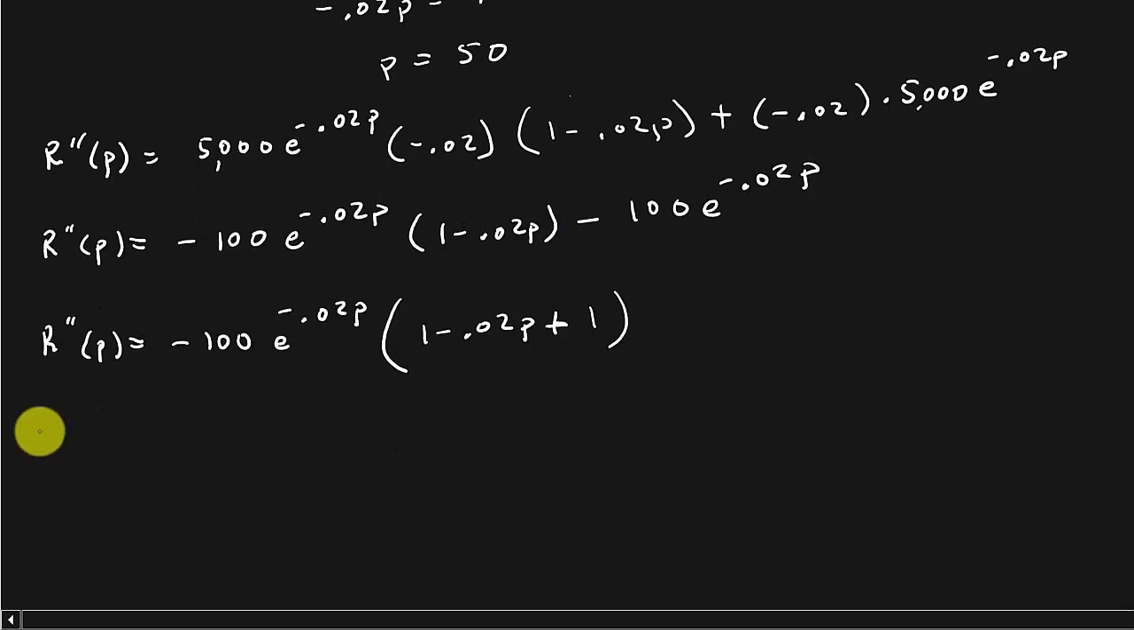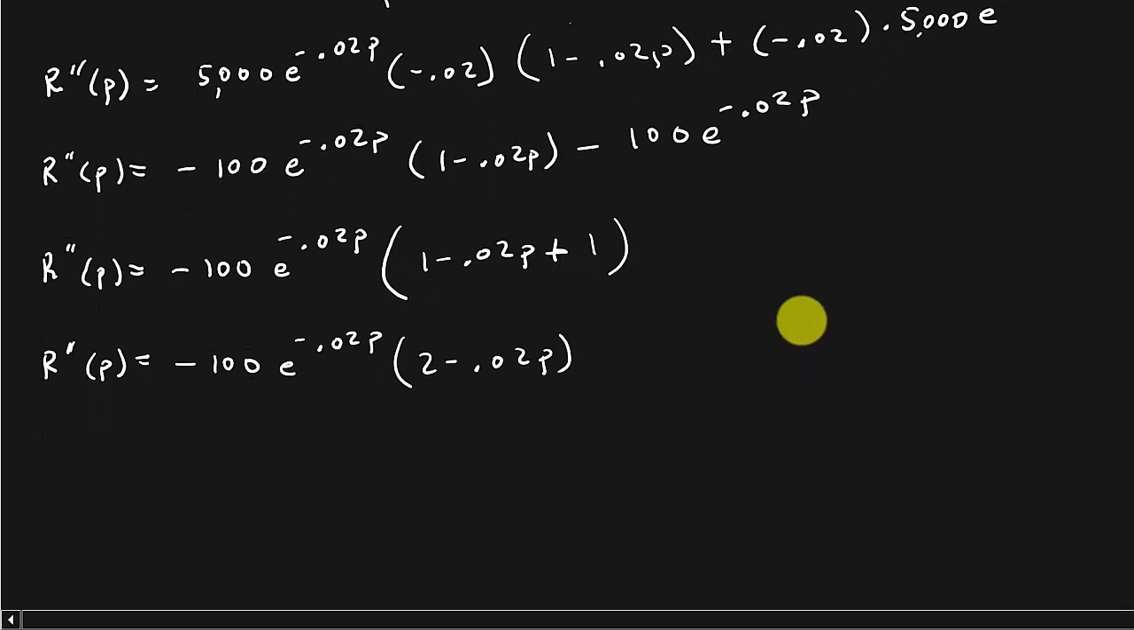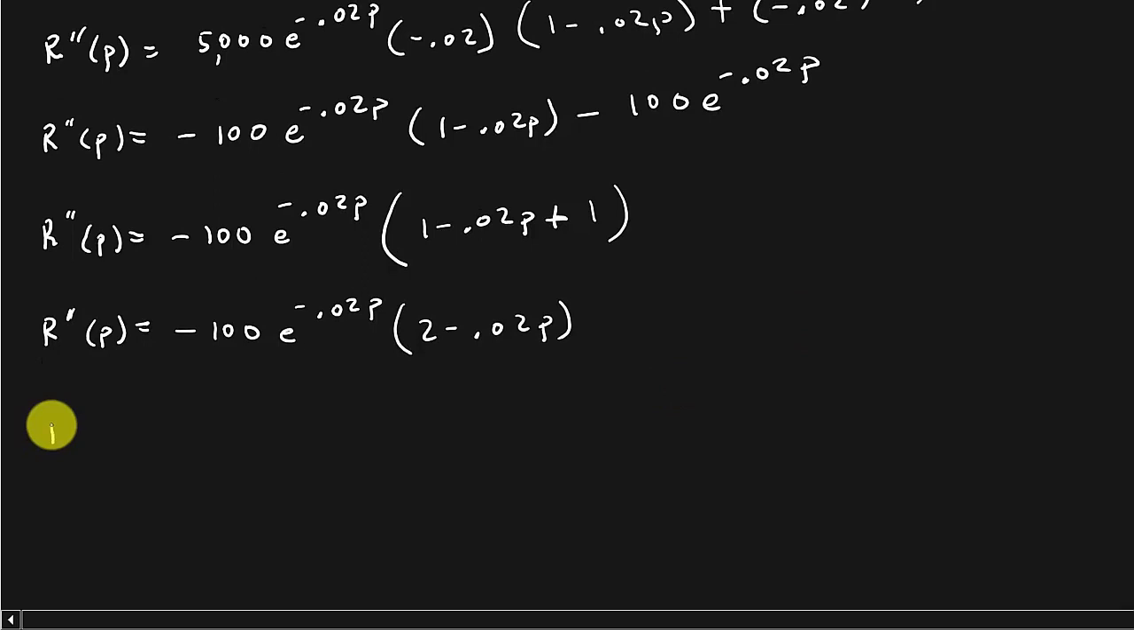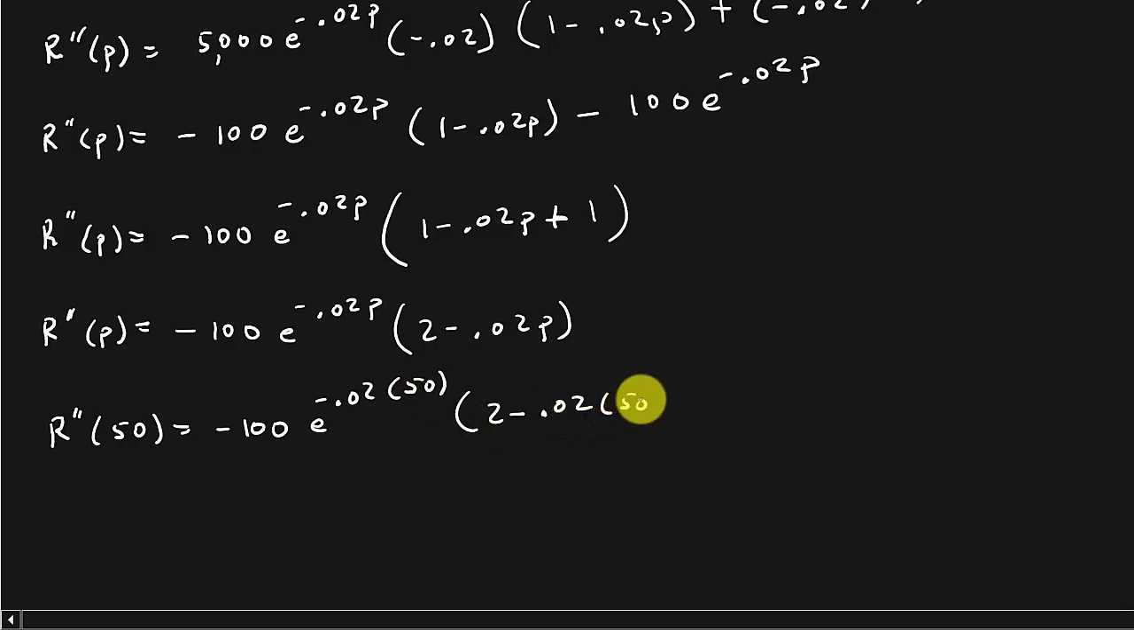And so I get r double prime of p is equal to, let's see, what do we have here? Negative 100 e to the negative 0.02 p times 2 minus 0.02 p. All right, so that's a good exercise to do. Okay. And so now I've got r double prime of 50 is equal to negative 100 e to the negative 0.02 times 50 times 2 minus 0.02 times 50. And that is approximately, this is going to be rounded, negative 37, which is less than 0.